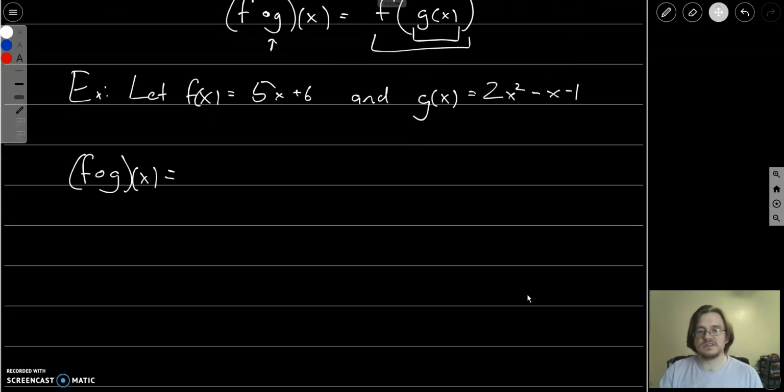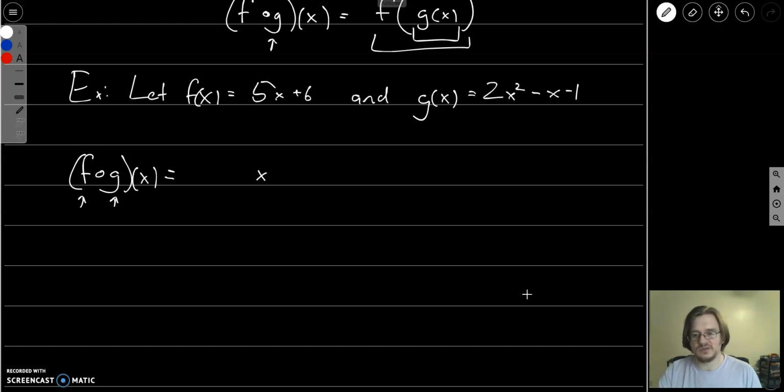We have our two functions, f and g. f of x is going to be 5x plus 6, and g of x is going to be 2x squared minus x minus 1. So we have to remember, this is very, very important, what order we do things in. We always work closest to x and then away.